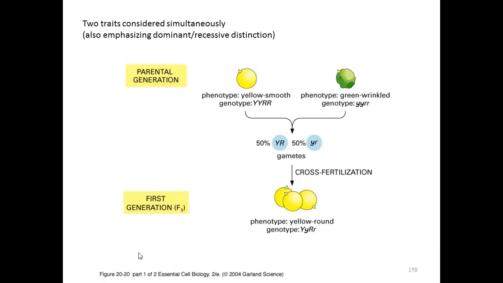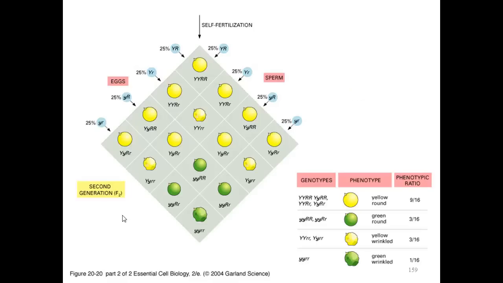Things can get more complicated. You can look at the inheritance of two traits at once, pea color and pea shape, yellow and smooth and green and wrinkled. The F1 will be entirely yellow and smooth, those being dominant. This would be the genotype of all of the offspring because it's going to inherit a big Y and a big R from the yellow pea, small y and small r from the green pea. And then you're going to cross this, which is slightly more complicated.